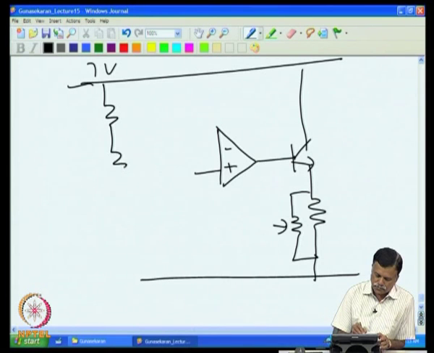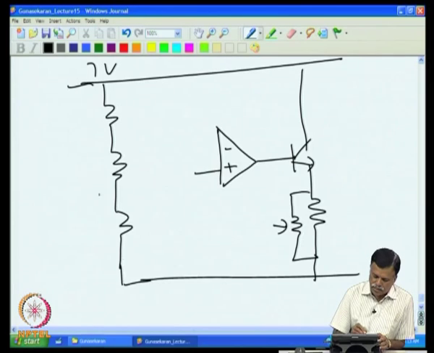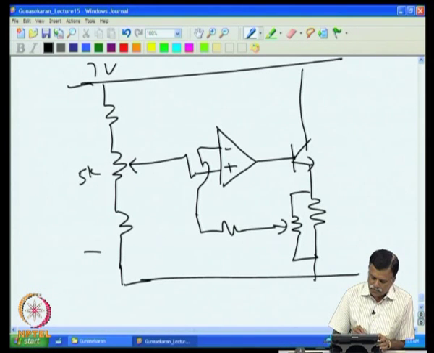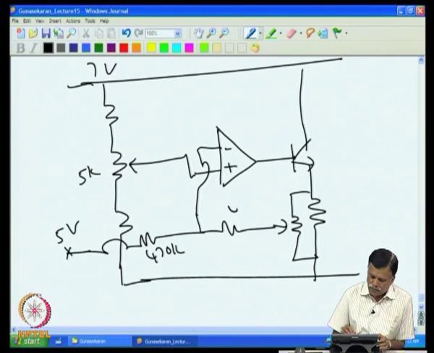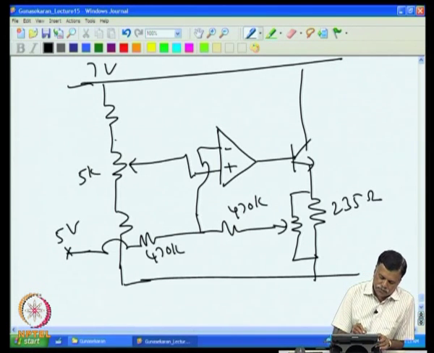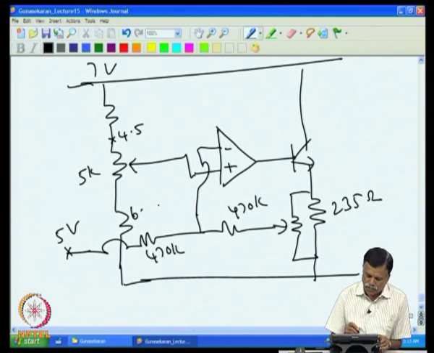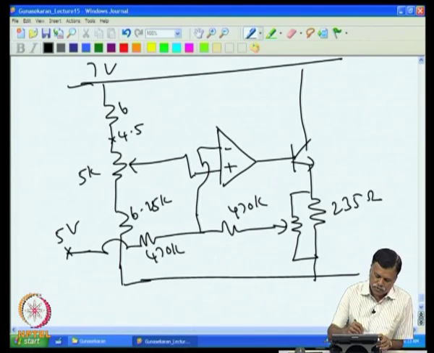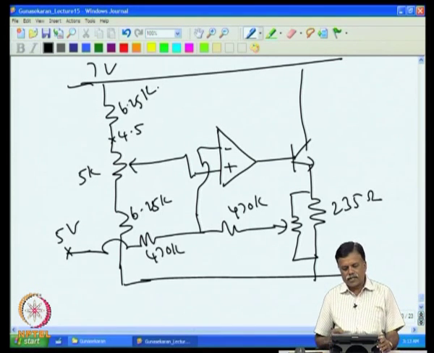Then we had various resistors, this is that 5K. Then this is given to the reference Zener. This is given to 5 volt, this is 470K, 470K, this is 235 ohms. Then we had taken this voltage as 4.5, this was taken as 6.25 K, this also is taken as 6.25 K. So, this is our current converter stage.